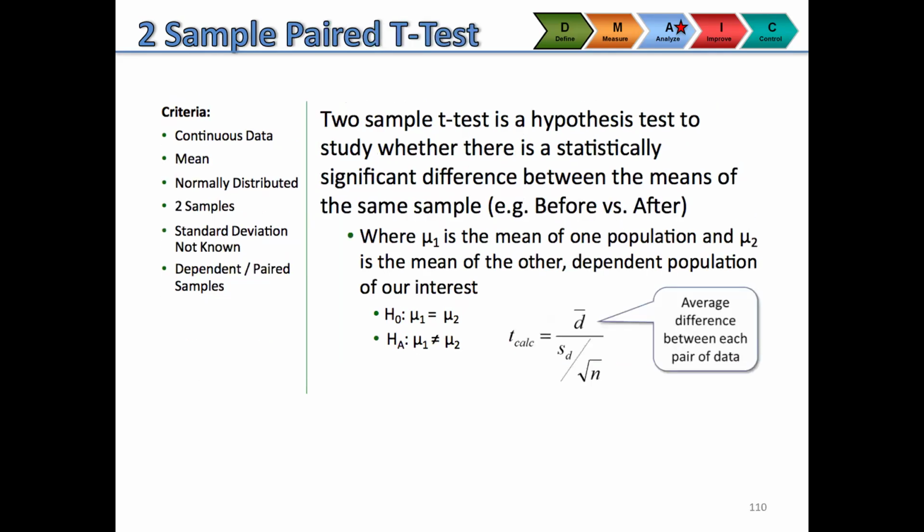And there's the two sample pair test. Same idea. Continuous data, mean, there's a test statistic, there's a formula for it. Average difference between each pair of data. Before and after. There's the formula, compare it to a table.